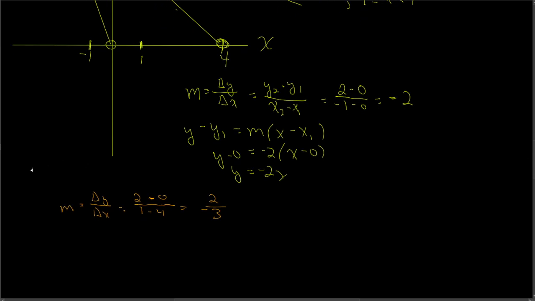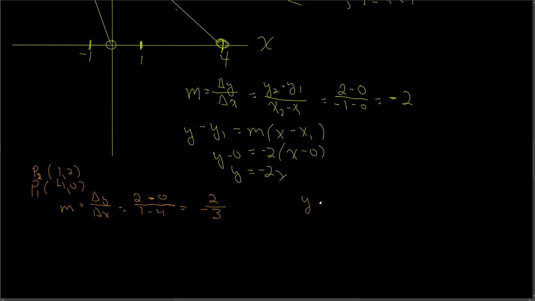Point 2 is 1 comma 2. Point 1 is 0 comma 4. Whoops, 4 comma 0. I said it backwards. And so 2 minus 0 over 1 minus 4, negative 2/3.